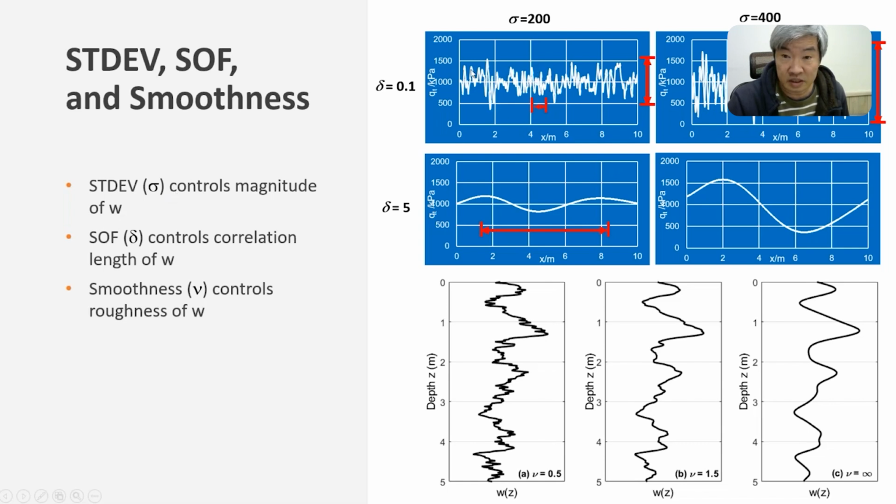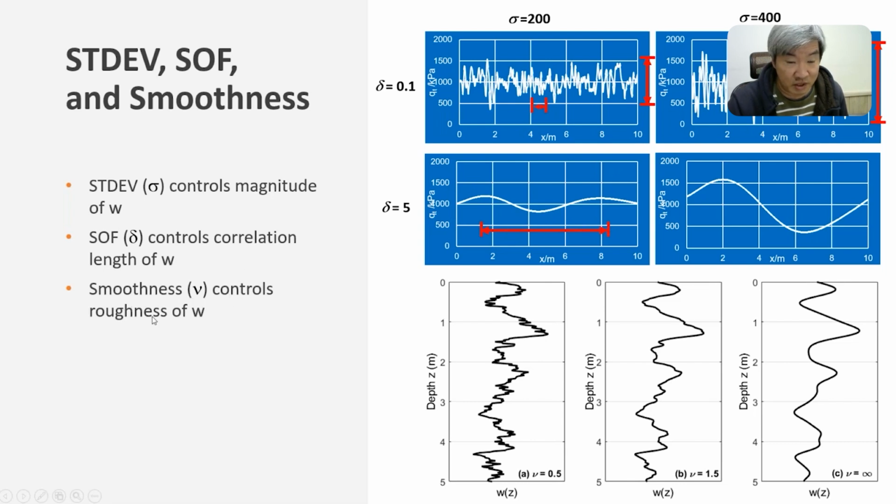Say for instance, this is a spatial variability sample for a smaller standard deviation. This is for a larger standard deviation. As you can see, the effect of standard deviation is to control the magnitude. This has larger magnitude, this has smaller magnitude. The second is the scale of fluctuation. It controls the correlation length of W. Say for instance, this W, its correlation length is really small. But for this W, the correlation length is really large.